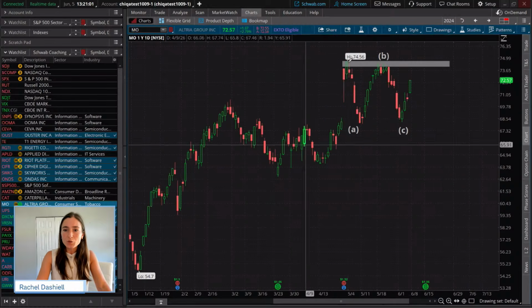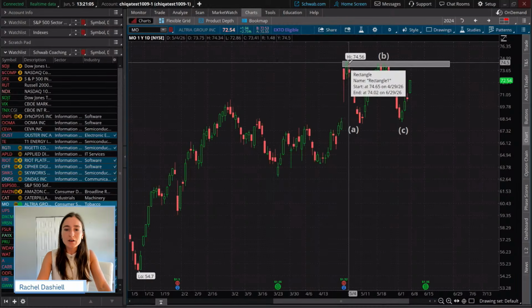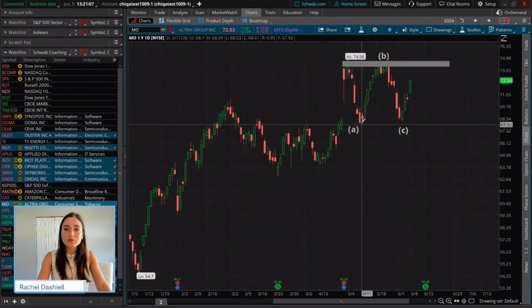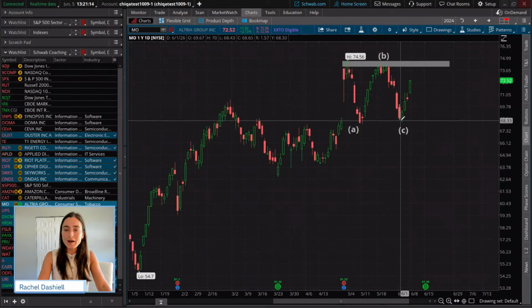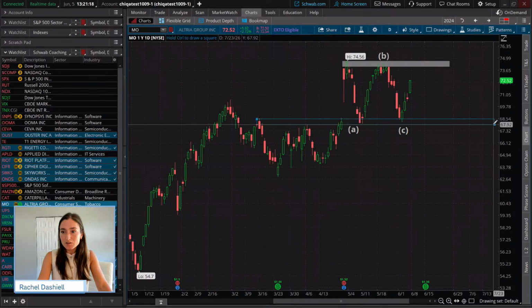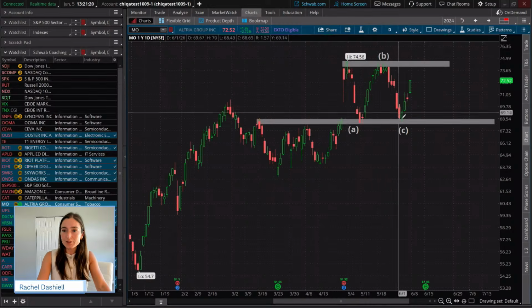So you can see we had a move up, we had a new high being made, then we had a move down, which is our A. We had a move up back to resistance, which is our B. We had a move back down to support, which is our C. So this is what we would call just a standard flat. And then we have our move to the upside.